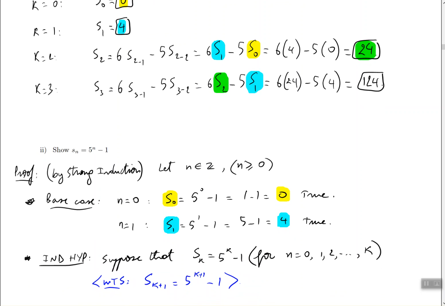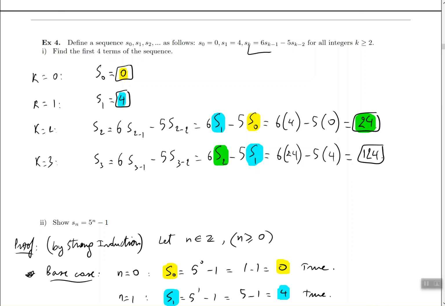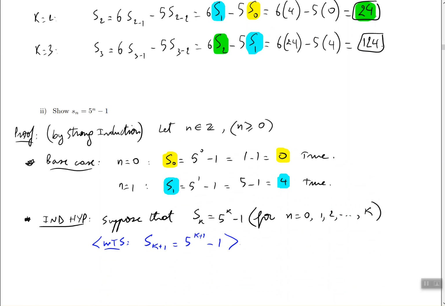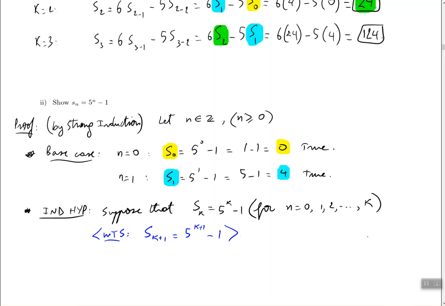I did 2 base cases, again, because my recursive formula goes from k to k minus 1, that's 1 step. From k to k minus 2, that's 2 steps. The larger one is 2, so that's why I'm doing 2 base cases. And in both base cases, S0 is going to be 0, but that's a power of 5 minus 1, and then again 4 is a power of 5 minus 1. So the theorem is true so far, and I move on to the inductive hypothesis.